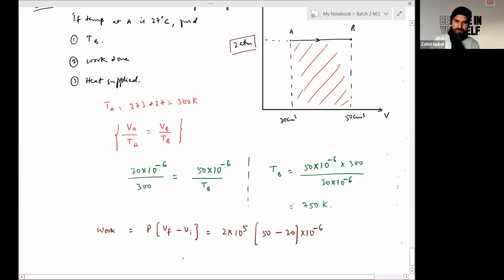Now simplify it. 2 into 50 minus 20, 30, into 10 to the power plus 5 and 10 to the power minus 6. So plus 5 minus 6 will be 10 to the power minus 1. So 2 into 30, 60, into 10 to the power minus 1. 10 to the power minus 1 is written as 1 by 10, so the zeros will cancel out, and you'll get just 6 joule.